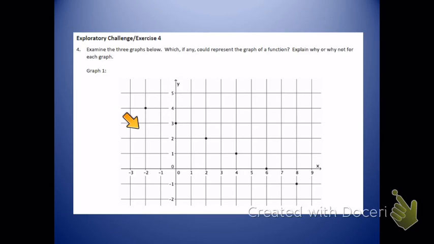Okay, as we look at graph 1, I'm going to take each point and see that this input of -2 has only one output. The input of 0 has one. It looks like each of these input values has a unique output. So graph 1 would be a function.